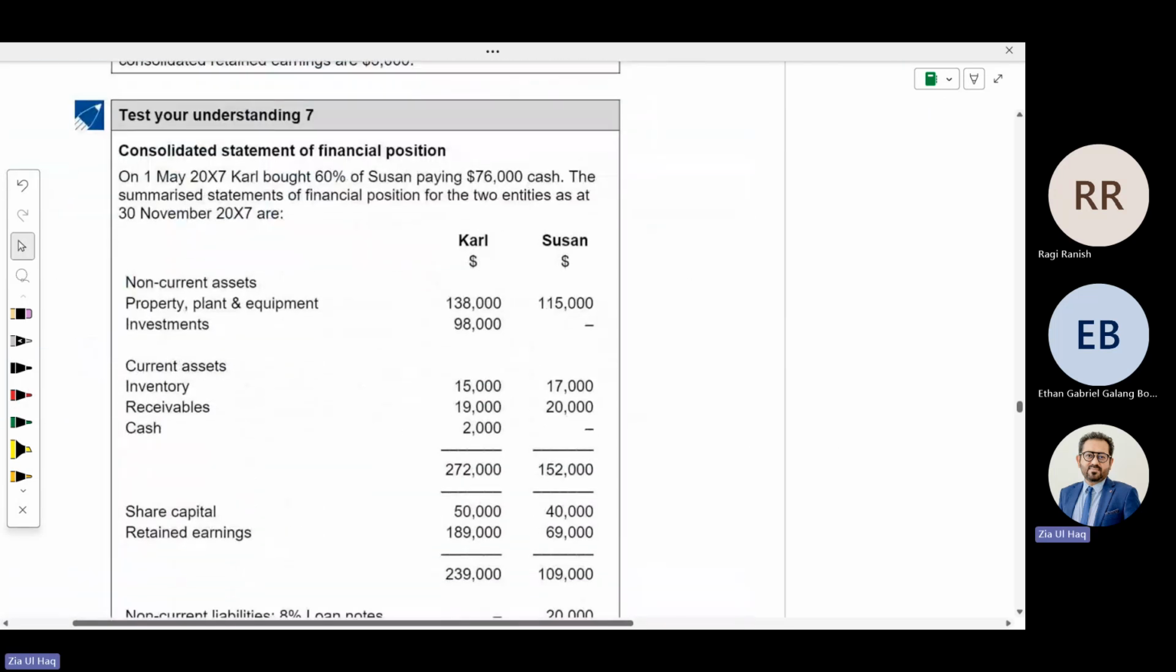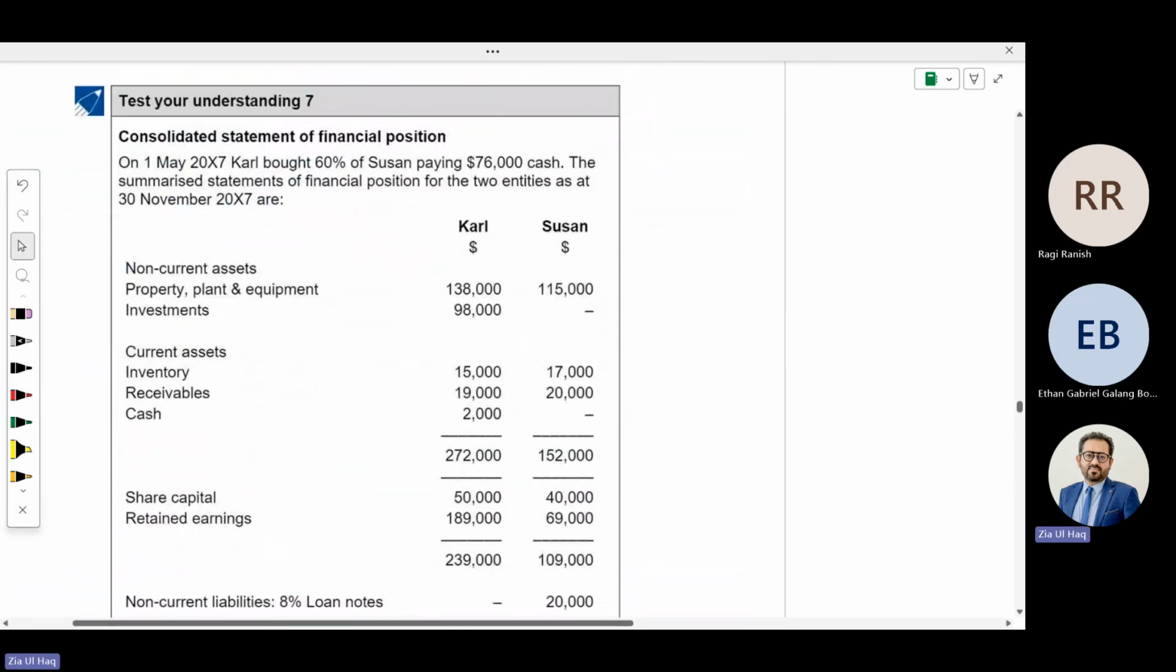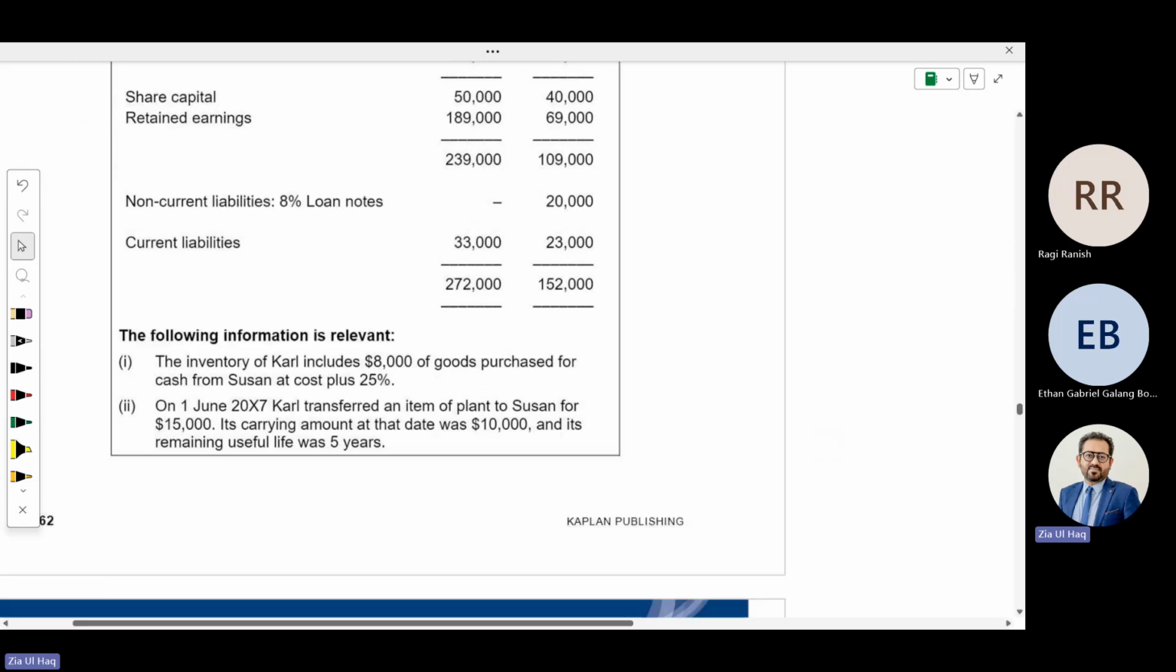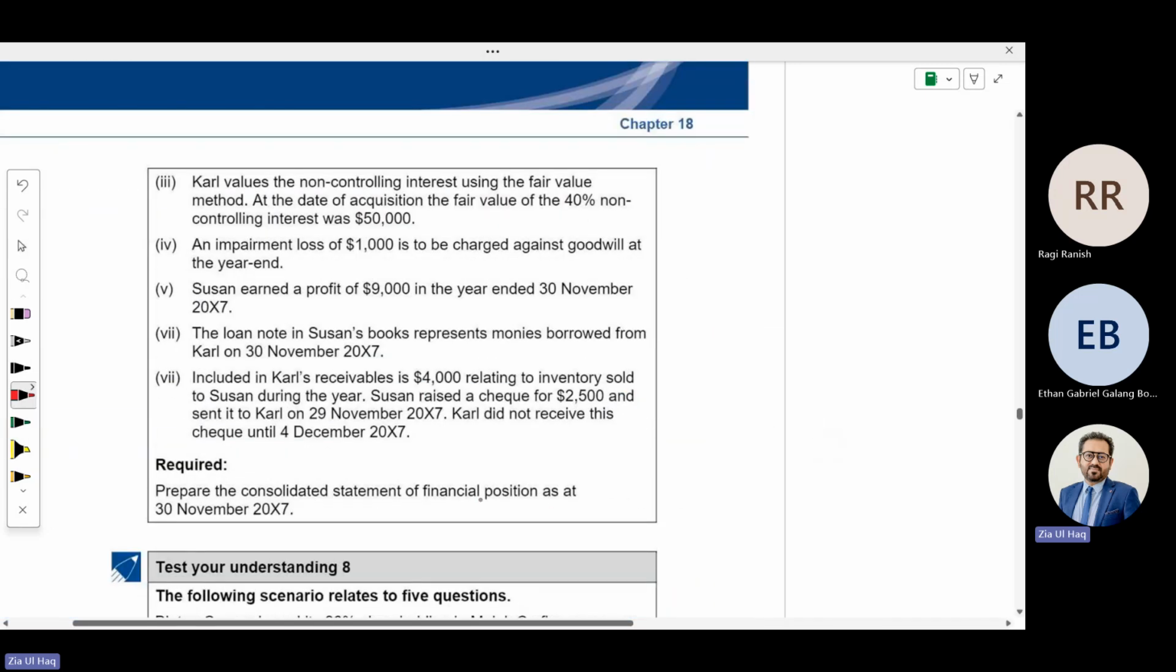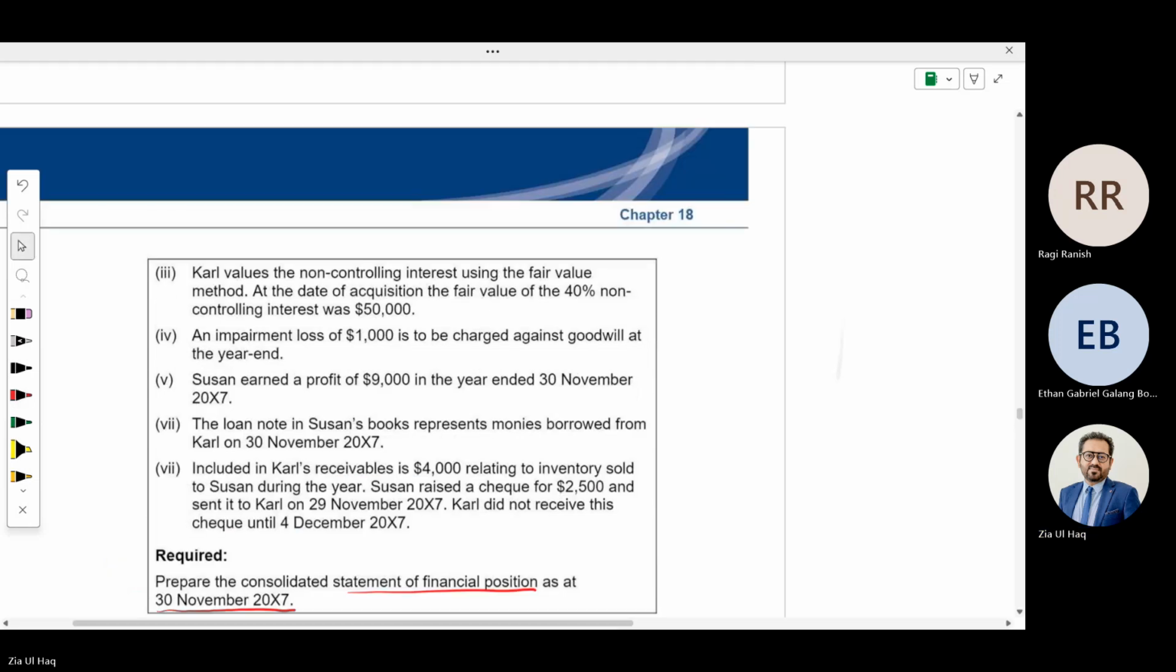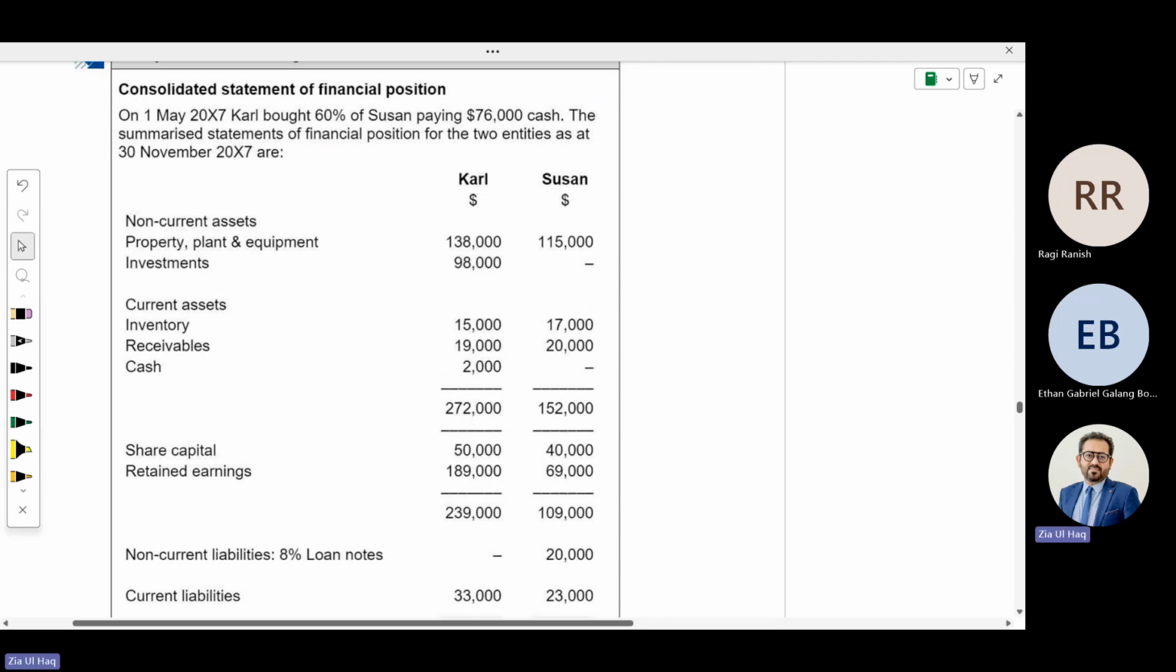Let's move towards a good question. Test your understanding 7. In this question, almost all concepts will be applied. You need to prepare the consolidated statement of financial position as at 30th November 2007. On 1st May 2007, Carl bought 60% of Susan. K is the parent, S is the subsidiary, 60% holding, paying 76,000 cash.